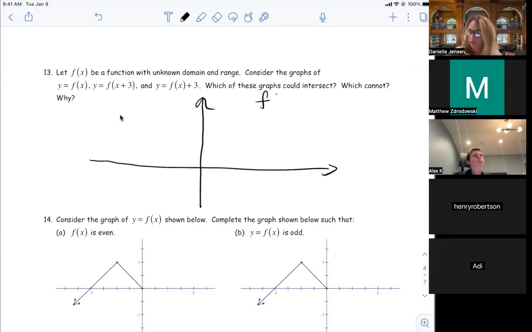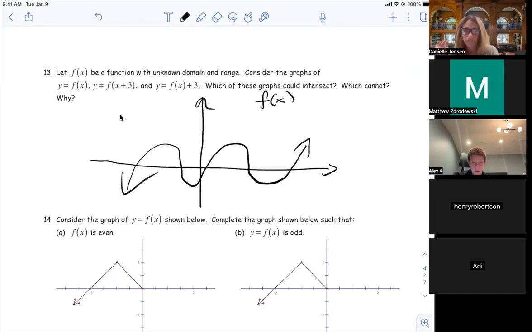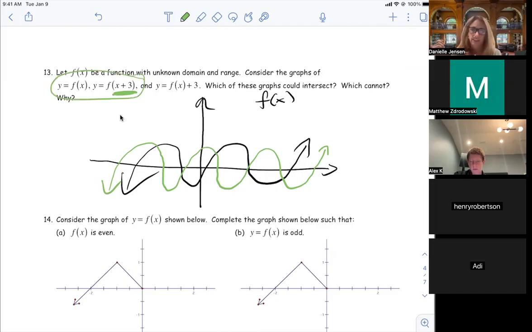So I'll draw f of x in black here. Say I have some random graph here. If I shift this graph to the left 3, we'll do that in green, so everything is just shifted over. It definitely could intersect, right? Do you agree with that? So these two can intersect. Depending on the graph, it might not, but it certainly could. But now let's take a look at this one.